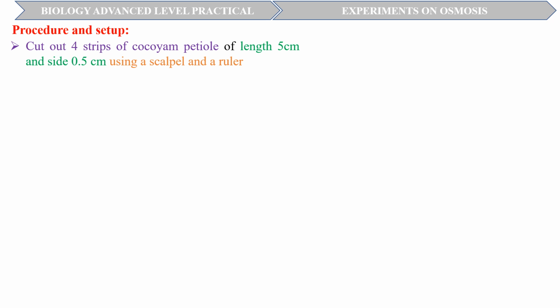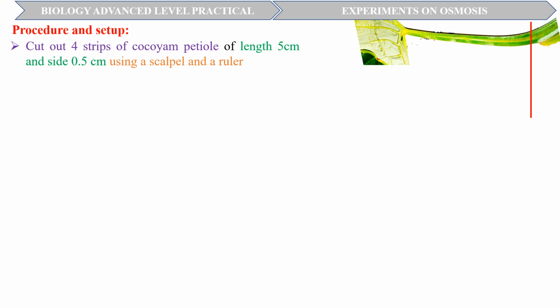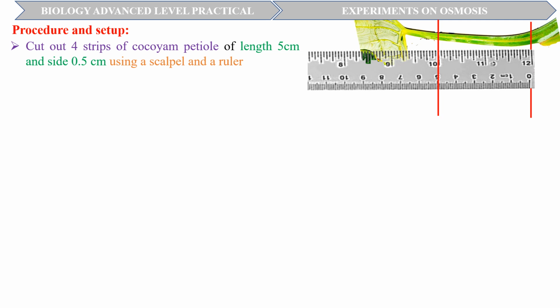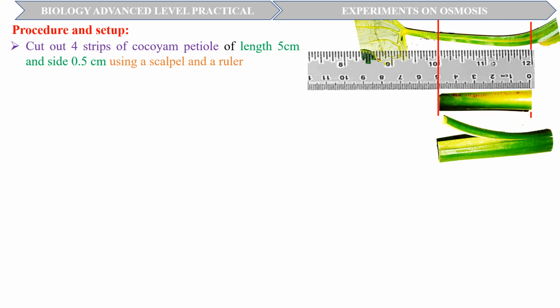From the cocoyam stalk, we will cut out 4 strips following these directives. Using a scalpel, make a clean cut at one edge of the petiole. Use the ruler to measure out a 5 centimeter section of the petiole and cut with a scalpel. Now cut out from this cylindrical section of the petiole 4 strips, each with 0.5 centimeter width of the epidermis and an equal quantity of the cortex.